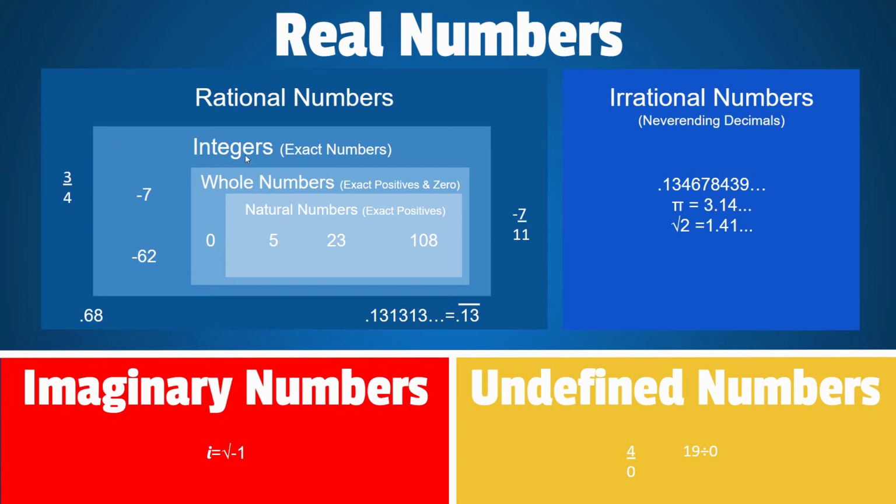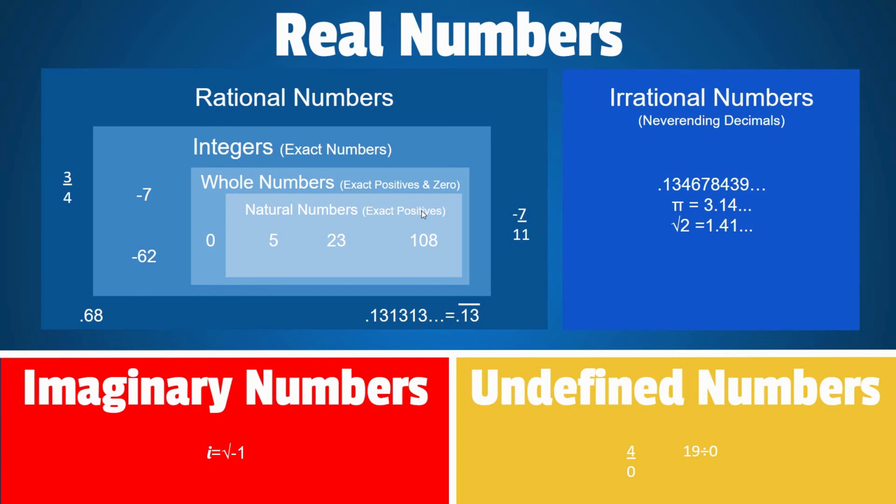Once you get into the integers, these are made up of all the exact numbers. These are -7, -62. By exact, I mean there's no decimal, there's no fraction that's extra with them. So they're just exact what they are. But they're also the positives, and it's 0 as well. Getting down deeper into a smaller category, the whole numbers are the exact positives, and they're 0. And then our natural numbers are the exact positives.